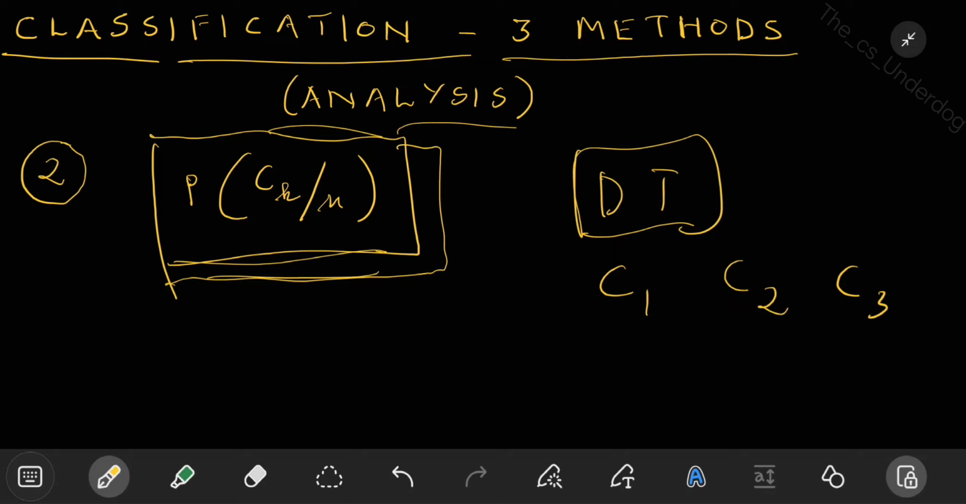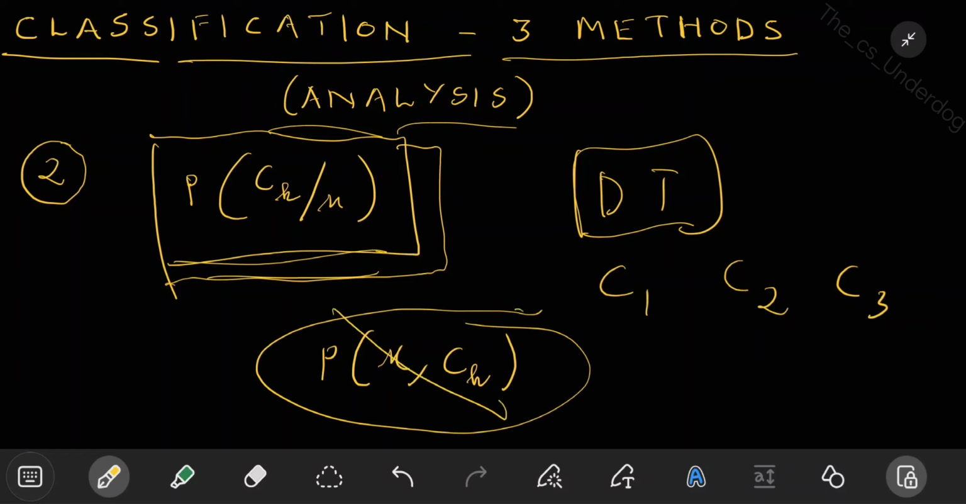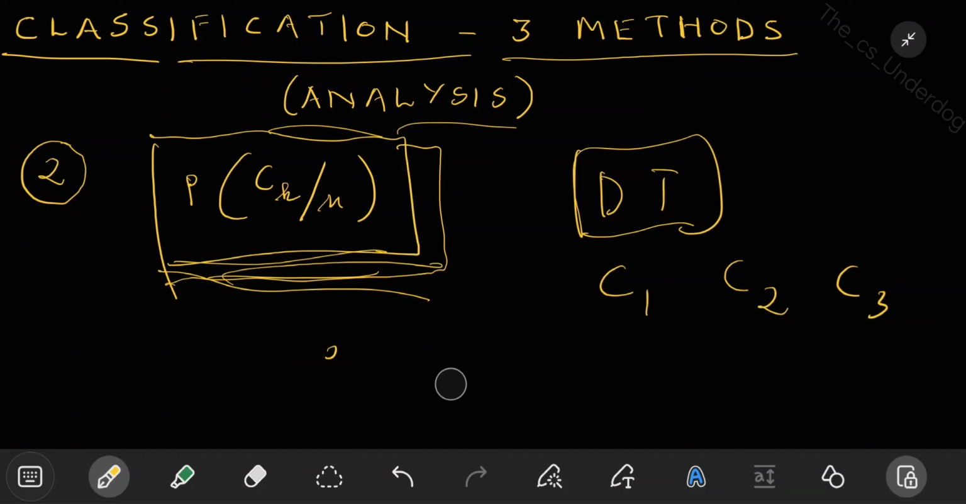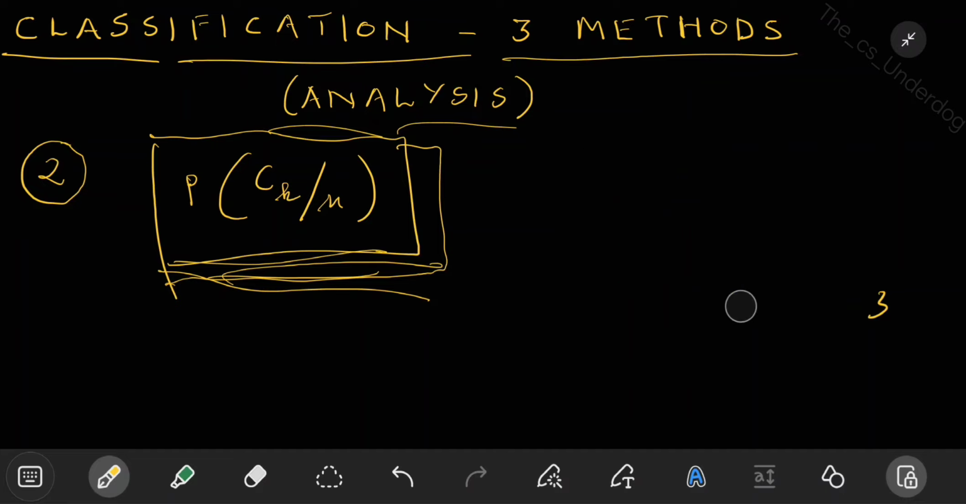And moreover, if it is just for classification purposes, finding the joint distribution P of x, Ck will be a waste of time. So don't do this using the first approach. You simply do the second approach, in which you find the posterior. From the posterior, you use decision theory and find the corresponding class. Okay. So here you are directly getting the posterior. This is the second approach.